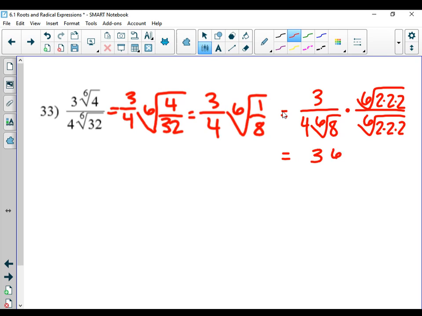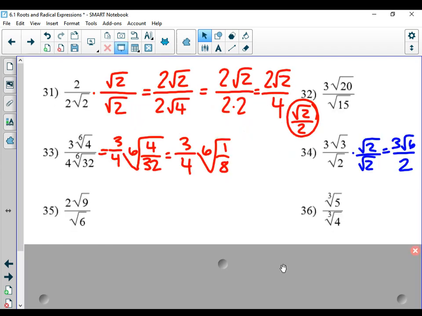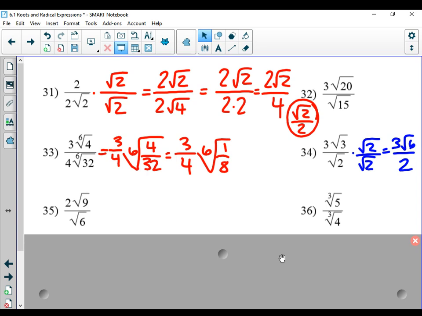So we end up with 3 with the 6th root of 8 over 4 times 2. So then I end up with 3 6th root of 8 over 8. Now, that is the most simplified way and the easiest way to approach it if you know numbers. Okay, let's do something a little bit smaller than that. It's a little bit bigger number. Let's look at 36.